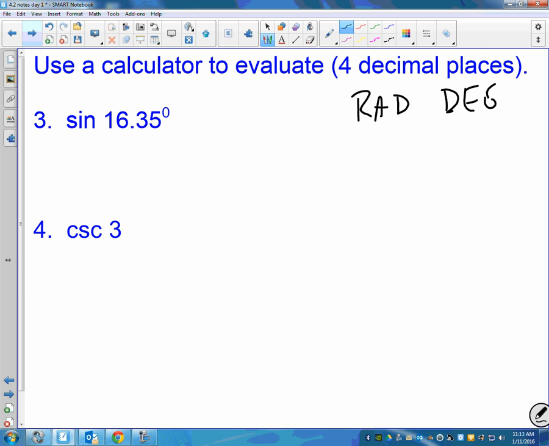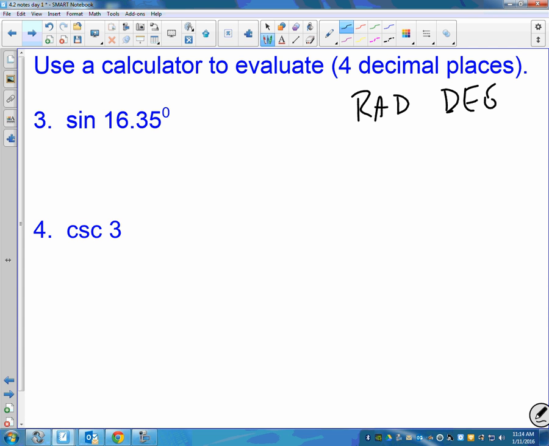And under mode, you'll see DEG, RAD, or just the letters. Alright, so on a question like number 3, the sine of 16.35 degrees, you have to make sure you're in degree mode first. So mine's in radian mode. So I'm going to click that, and I'm going to arrow over to degree. Now it's at the bottom.